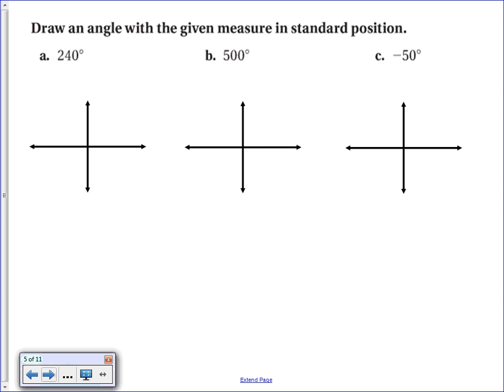So one thing you'd be asked to do is draw an angle with a given measurement in standard position on the coordinate plane. Standard position is when the initial side is pointing at 0, and that's how we're going to do all of the angles for this class.